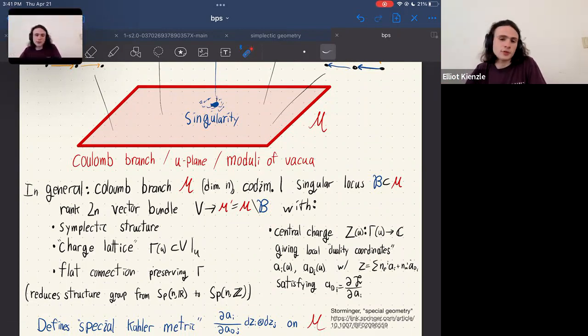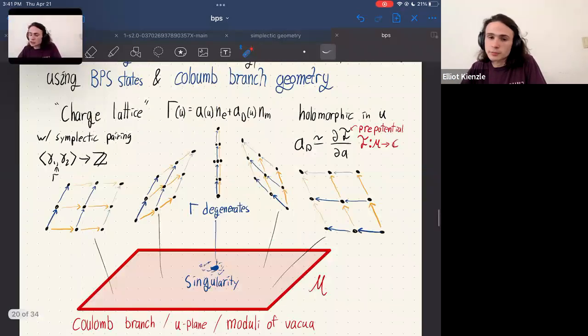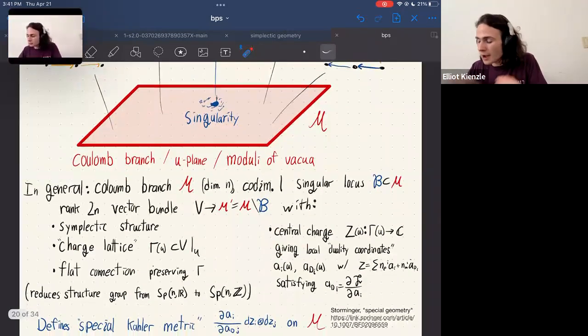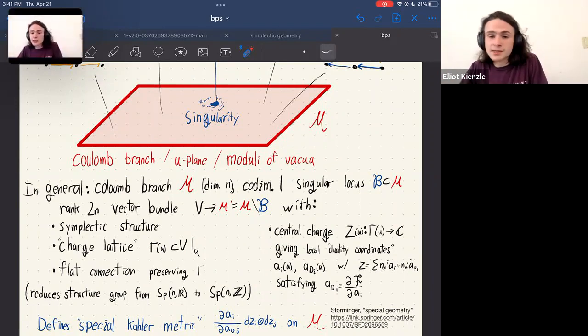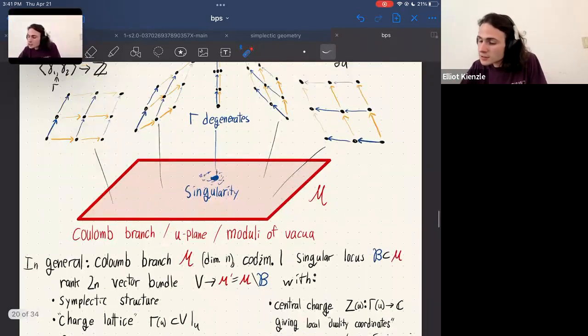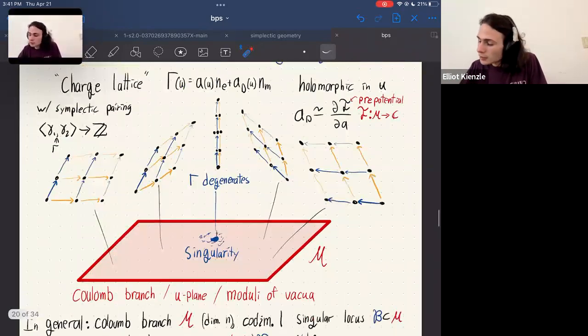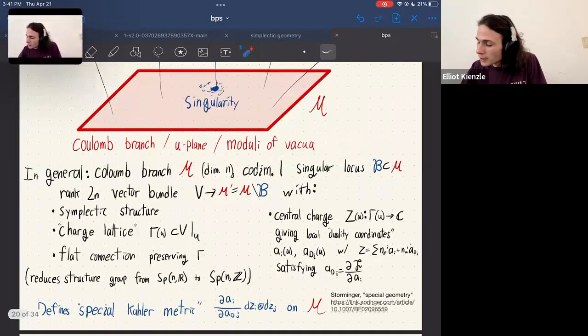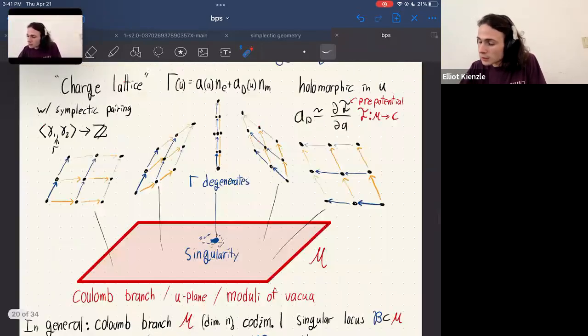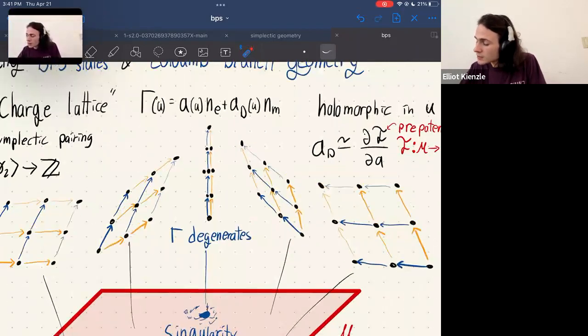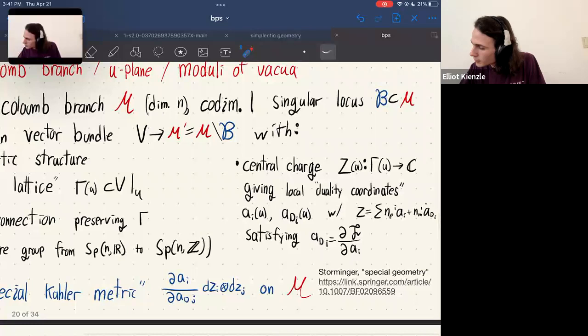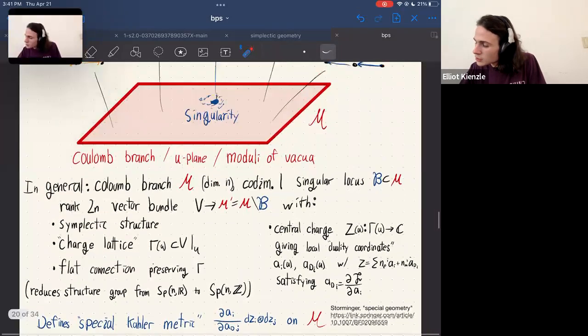And so far we didn't do anything too crazy, but the real juice on it comes from this prepotential, and how it interfaces into this is through the central charge. So this is going to be just a function that takes your lattice and sends it to C, right? And it's useful because it actually gives us these coordinates up here. We're defining these coordinates to be essentially the value of Z.